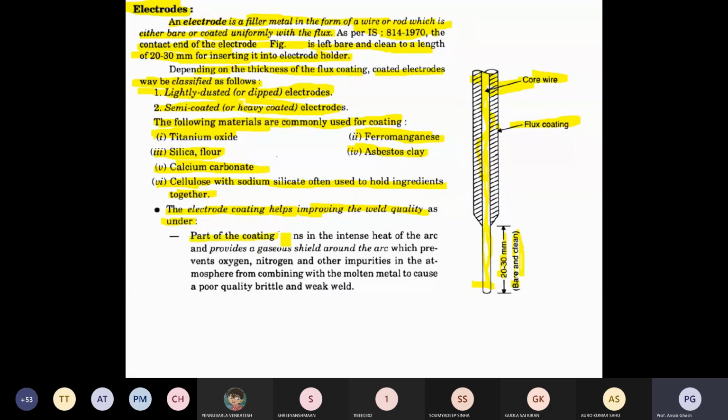Part of the coating burns in the intense heat of the arc and provides a gaseous shell around the arc, which prevents oxygen, nitrogen and other impurities and moisture from combining with the molten material and causing a poor quality, brittle, weakened weld. So these are the basic features of the electrodes.